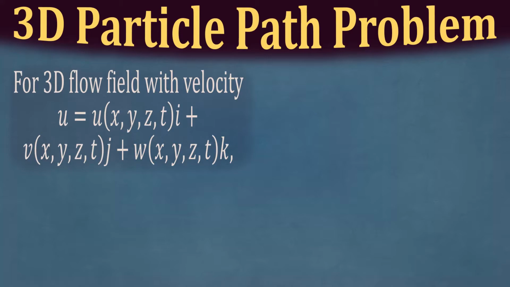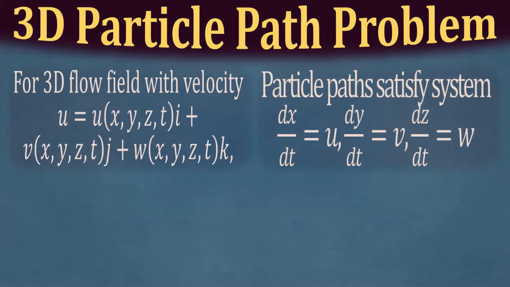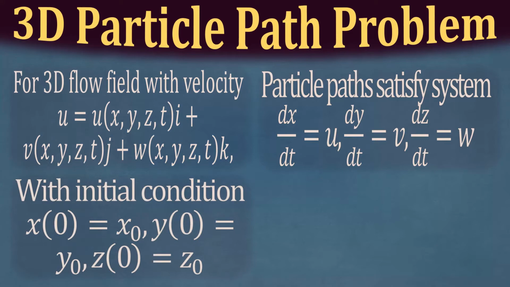For a 3D flow field with velocity u is equal to u(x, y, z, t) i plus v(x, y, z, t) j plus w(x, y, z, t) k, the particle paths satisfy the system dx/dt is equal to u, dy/dt is equal to v, and dz/dt is equal to w, with some initial conditions x(0) is equal to x0, y(0) is equal to y0, and z(0) is equal to z0.